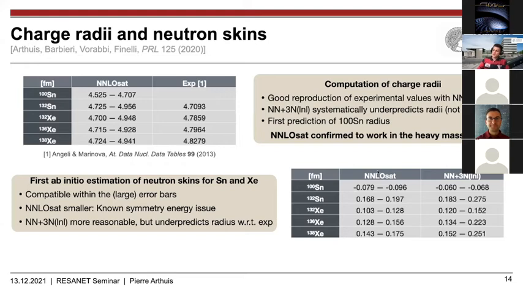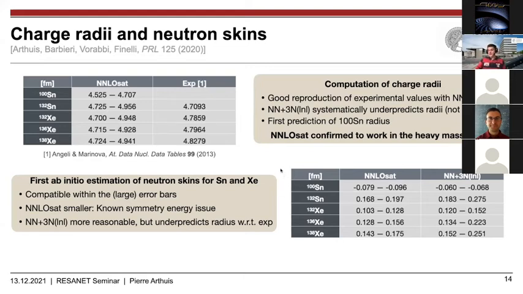The N2LOsat tends to yield smaller neutron skins, which is not really a surprise because this Hamiltonian is known to have issues reproducing the symmetry energy of nuclear matter in the first place. On the other side, the local non-local yields more reasonable neutron skins, but as we were discussing before, it does a bad job at giving you the charge radius. So as you can see here, we always have some trade-off in the Hamiltonian between the observables that we want to reproduce.